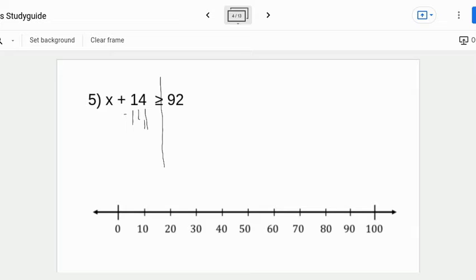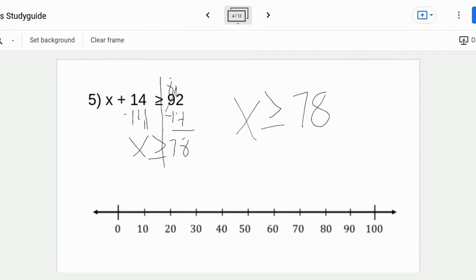Sorry, sometimes it doesn't write very well. Subtract 14. Okay, I have to borrow. 12 minus 4 is 8. 8 minus 1 is 7. Now, remember, if you only keep 78 on your test, you're going to miss it. Okay, you have to remember in your answer to bring down the inequality sign and to bring down the variable. So my answer is X is greater than or equal to 78.